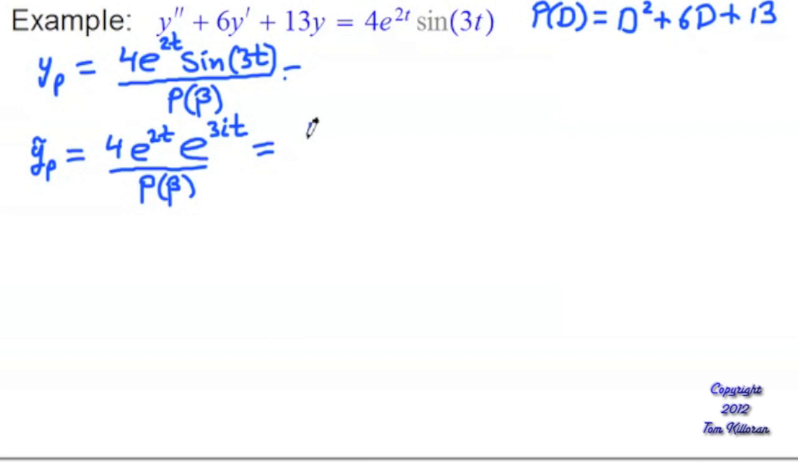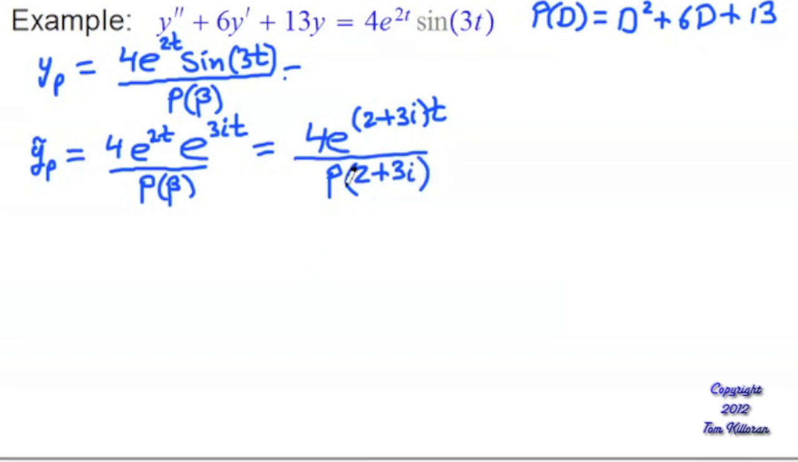we're going to get 4e. Base times base, we add the exponents, so we're going to have 2t plus 3it, better known as 2 plus 3i times t. And then this will be over p of beta. Now beta in this case, of course, is going to be 2 plus 3i, which is a very messy complex number to work with.